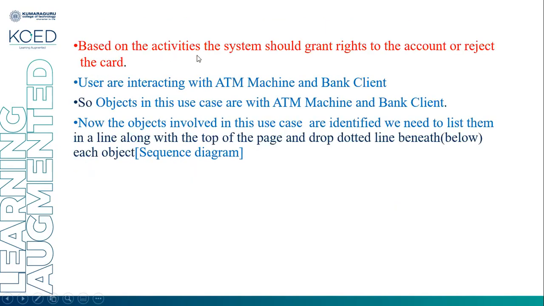Based on the activities of the system, it should grant rights to the account or reject the card. The user is interacting with the ATM machine and the bank client. So the objects in the use case are the ATM machine and bank client. Now the objects involved in the use cases are identified. We need to list them in a line along the top of the page and drop a dotted line below each object. That is known as a sequence diagram.